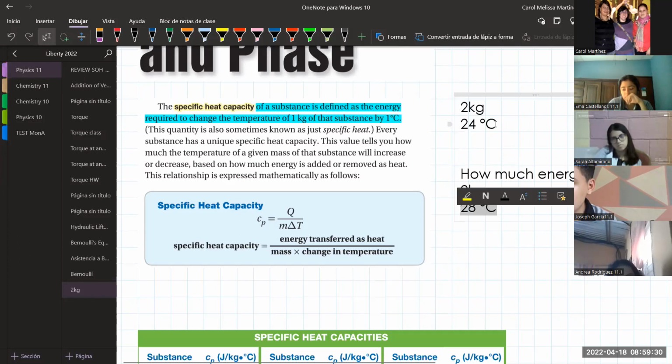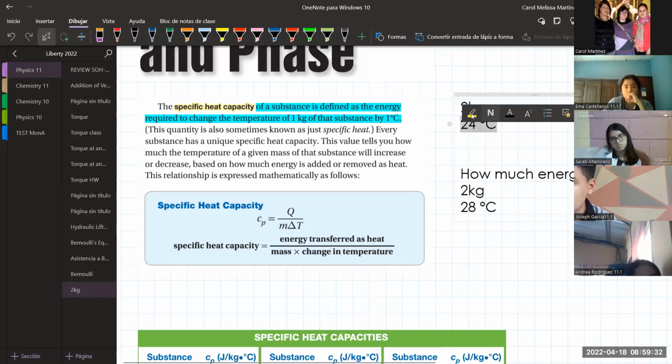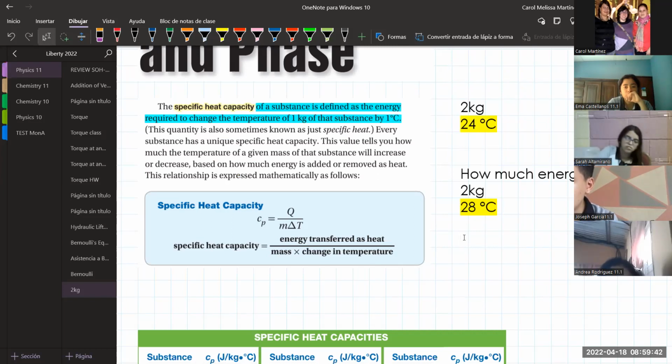For example, in this example that I gave you, what is the change in temperature? How do you get a change in temperature? How do you get delta T? That is a change in temperature. It's final minus initial. Final temperature minus initial temperature. That is a formula that you are already familiar with.